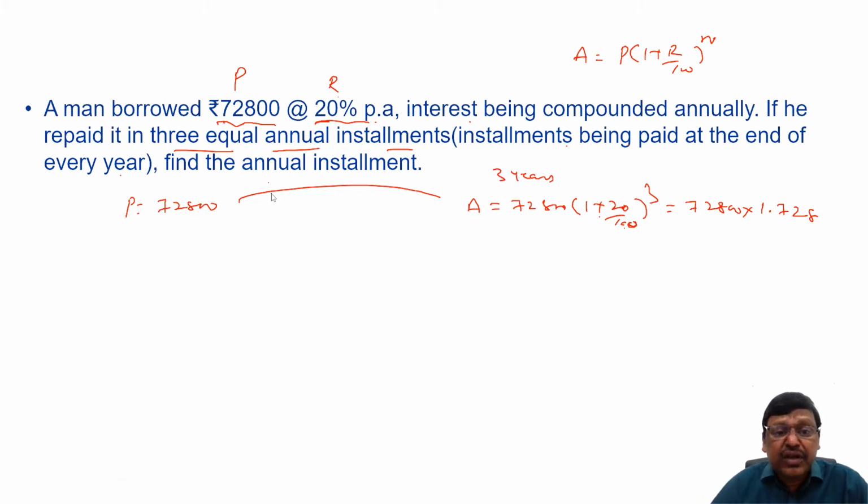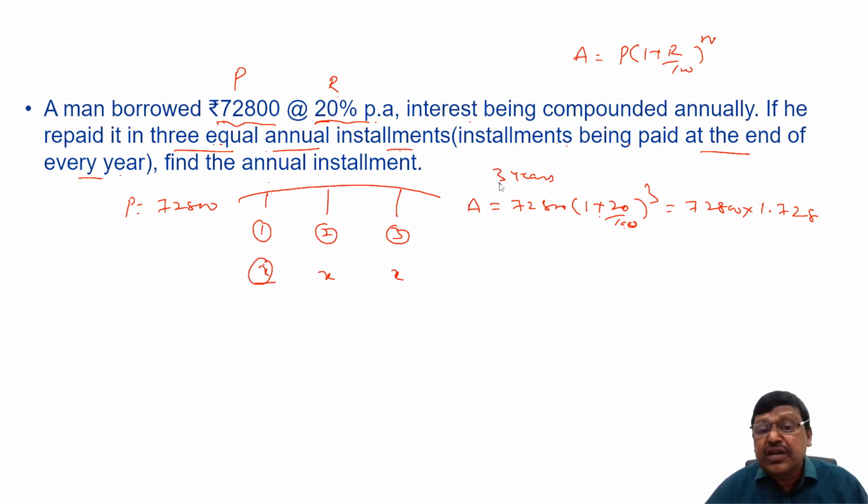However, he has repaid it in three equal annual installments, paid at the end of every year. So at the end of the first year he paid say X rupees. At the end of the second year also X, because they are equal installments. At the end of the third year also X rupees. This X rupees paid at the end of the first year is paid 2 years before the final settlement at the end of 3 years. Hence we should add 2 years interest.